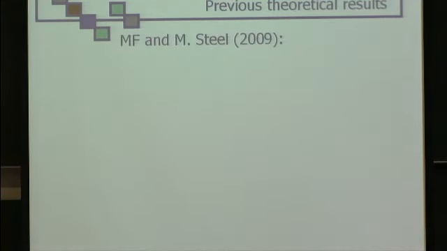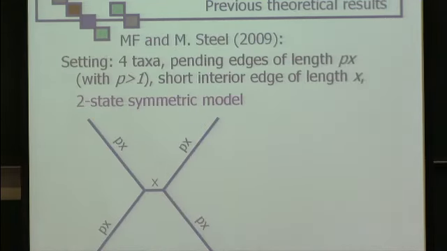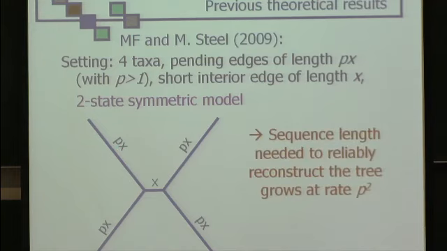Mike and I tried to do this in 2009, and we did it for the two-state symmetric model. So we only had states A and B, and going back and forth has the same probability. That's why it's called symmetric. In our case, as I said, we wanted to keep the ratio between the interior and the pendant branches fixed. So we had pendant branches of some length, a multiple p of the internal branch, where p is just some number greater than 1.